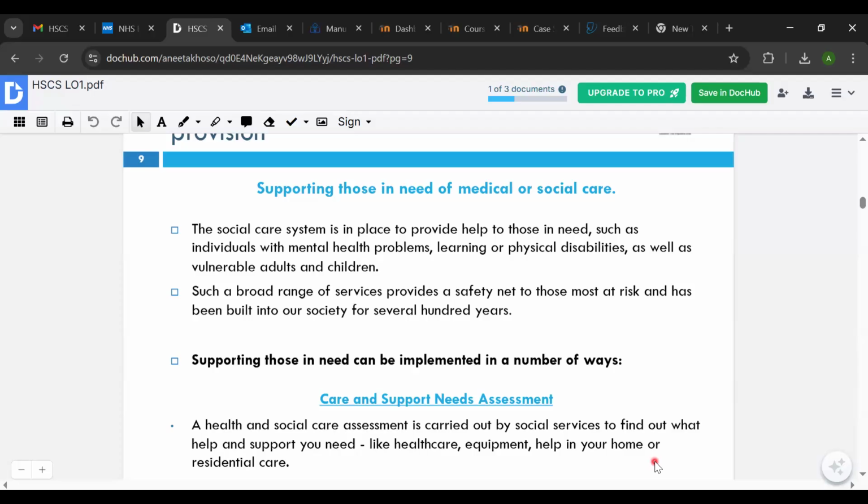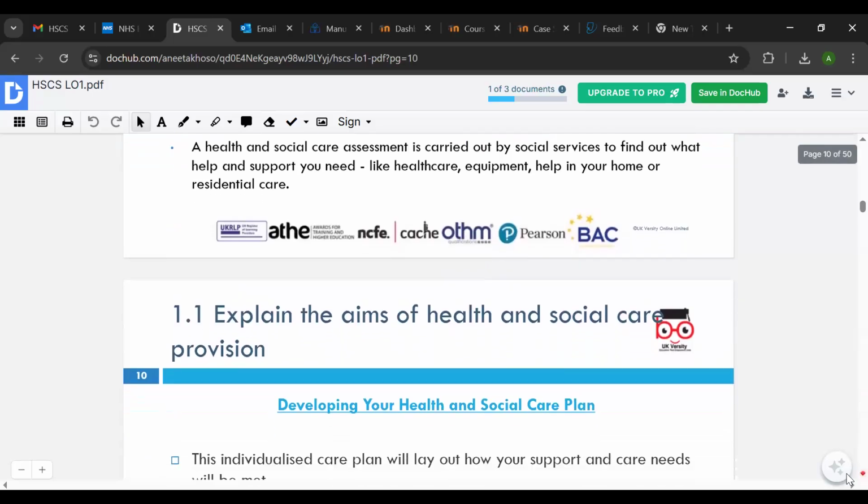So there's help and support like healthcare equipment, help in your home. You need a mobile chair. You need a wheelchair, for instance. What is it that you require for your support that can best support you? Residential care, etc. So it's not just hospital care, it's care at home as well.